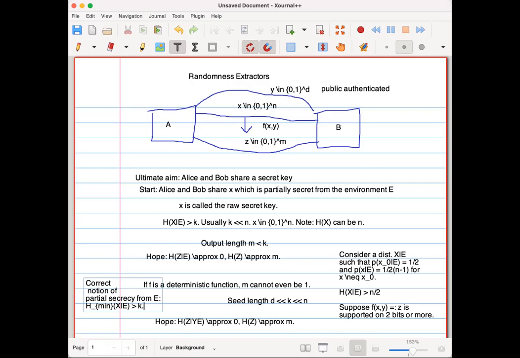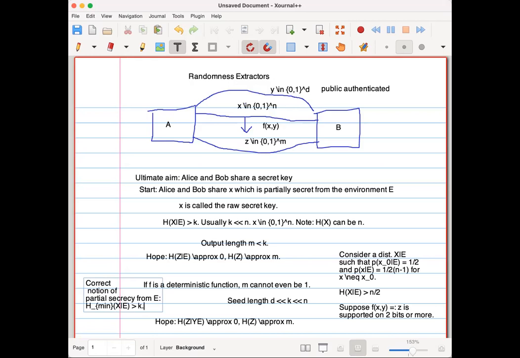Before we move on, one basic question. Shouldn't we want H of Z given E to be very close to H of Z instead of 0? No. H of Z given Y should be 0 because the environment should know nothing about Z. Right, sorry. And we want H of Z to be close to M, I mean, M uniform. So we are coming to the final notion, but I'm doing it this way to motivate. This will actually work with H min, but it turns out a slightly weaker thing works.